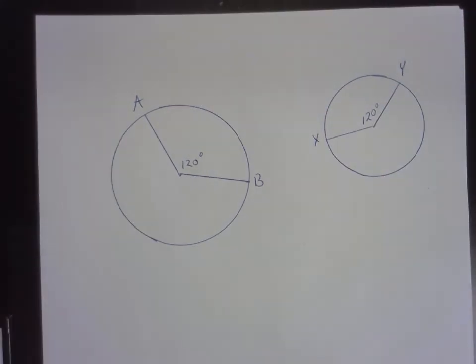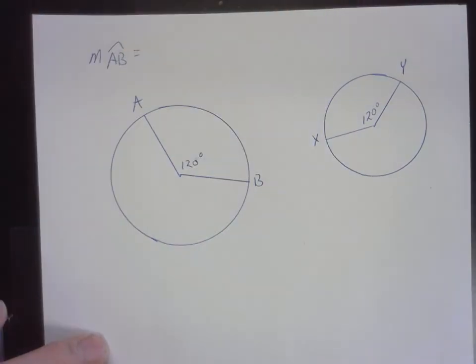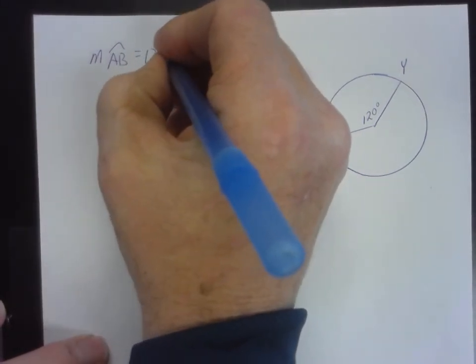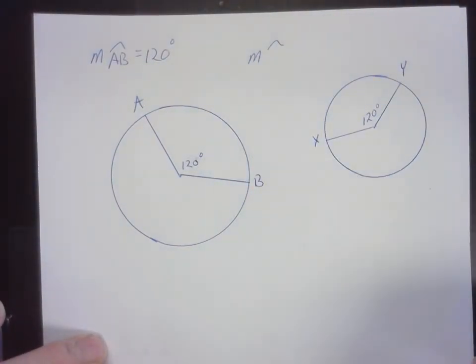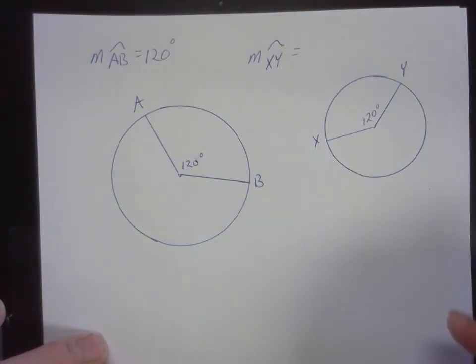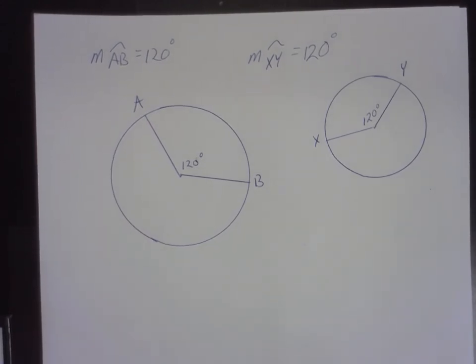I want to know about arc AB and arc XY. What is the measure of arc AB? 120 degrees. Okay. Central angle is 120. All right. What about the measure of arc XY? 120 degrees. All right. So, would you say that the measure of arc AB and XY are congruent? No, but technically, they're similar, but they're not congruent.